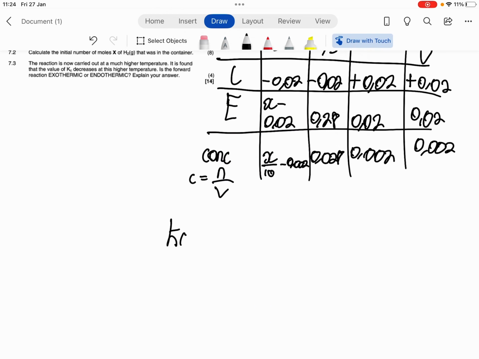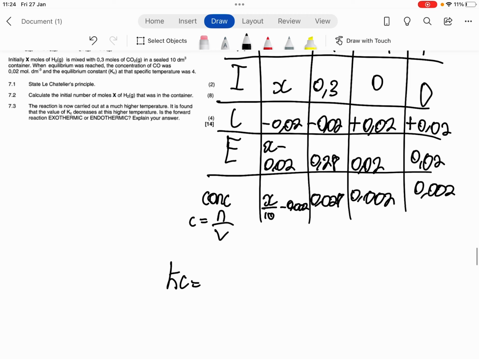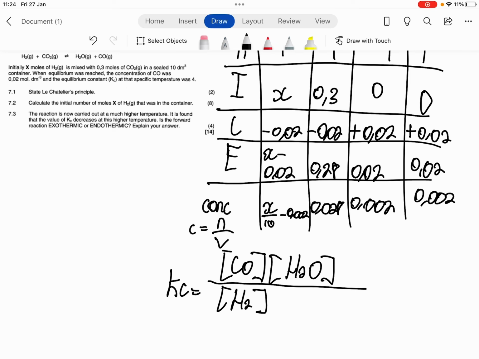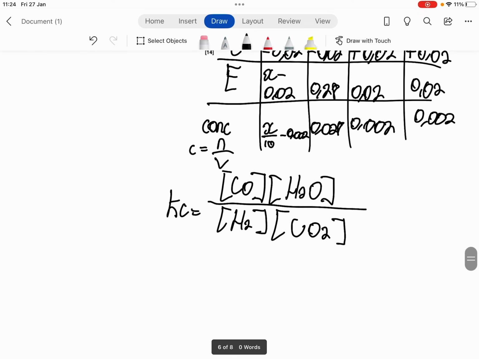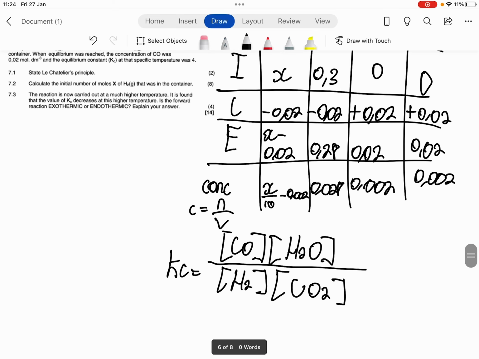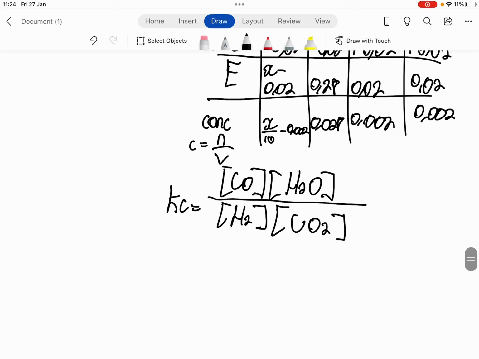So Kc is equal to the concentration of CO times the concentration of H2O, all over the concentration of H2 times the concentration of CO2. Okay, and from here we can just simply go and substitute what we have already. We know that the Kc is 4, which they've given us.